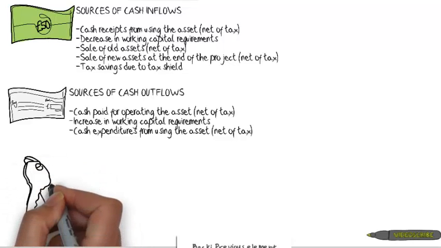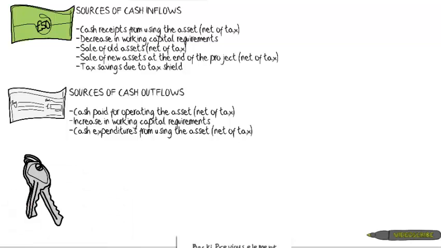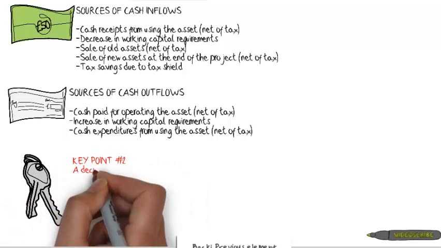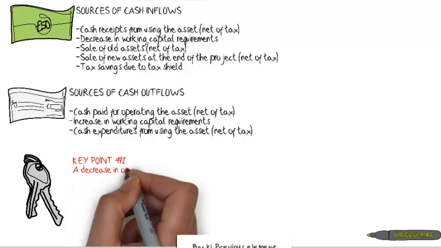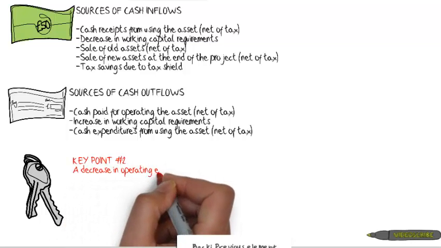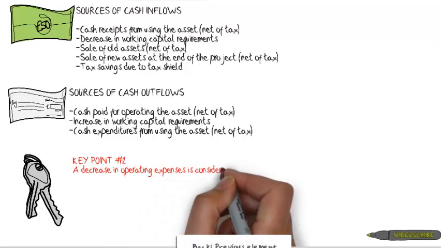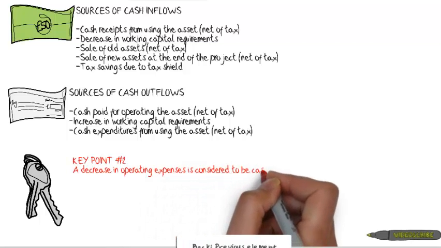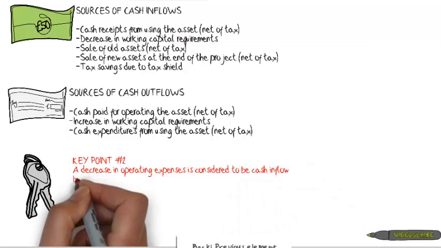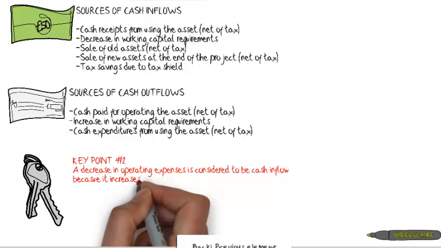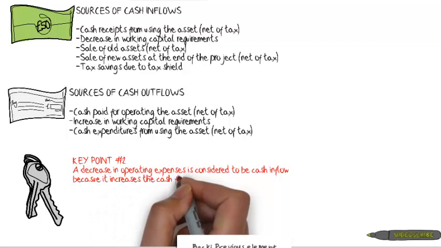And the final key point before we finish up here is this. When you look at cash inflows, a decrease in the operating expenses is considered a cash inflow. And the reason being it's considered a cash inflow is because it increases the cash flows of the company. Or in other words, savings equals cash inflows.